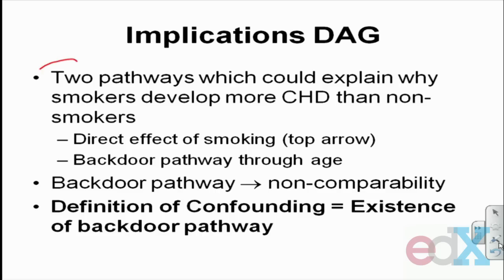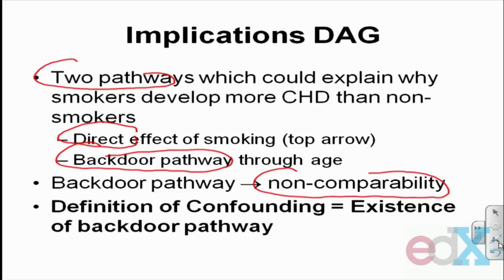These two pathways that I'm referring to are the direct pathway, linking smoking directly to your risk of developing heart disease, and what we call this backdoor pathway that goes through age. So we don't know whether our risk ratio equal 2 is reflecting the influence of the direct pathway, that top arrow, or this backdoor pathway that goes through age. So that backdoor pathway is reflecting the non-comparability. It wouldn't exist if the smokers and the non-smokers had the same age. There'd be no link between age and your exposure status.